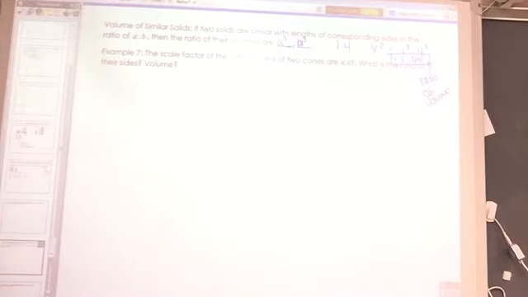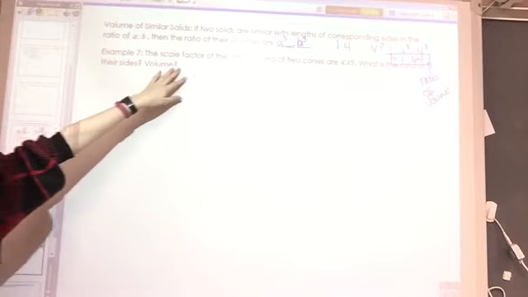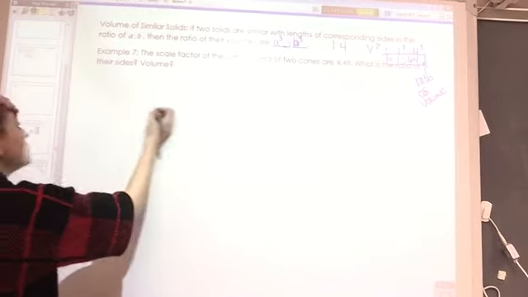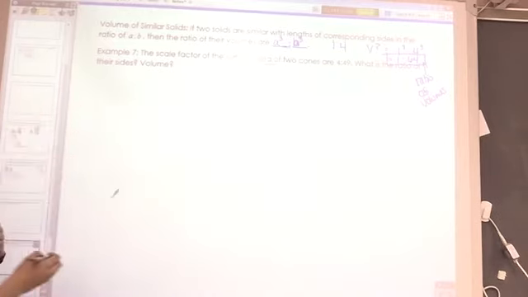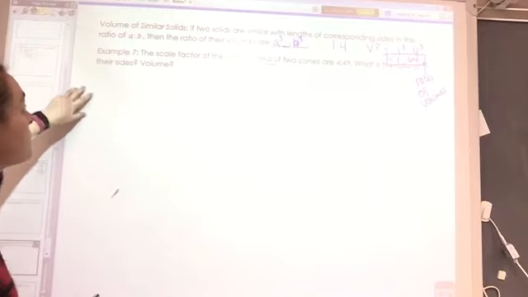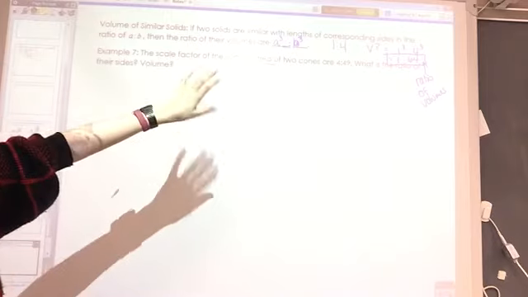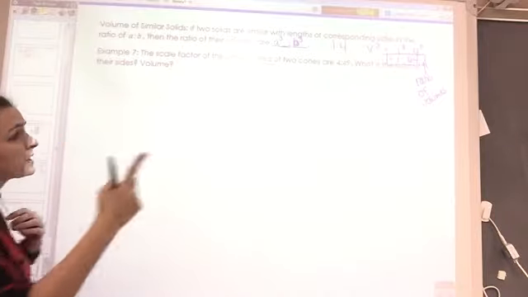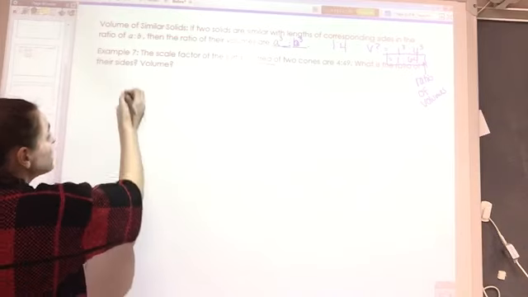Okay, so with example 7, they gave us the scale factor of the surface area of 2 cones. Okay, so this is the surface area. So we have to think back to those other formulas before we find out the surface area, or the scale factor of the volumes. So they gave us the surface area, they want the ratio of the sides and of the volume. So the first thing, let's find the sides. Again, we already know how to do this.